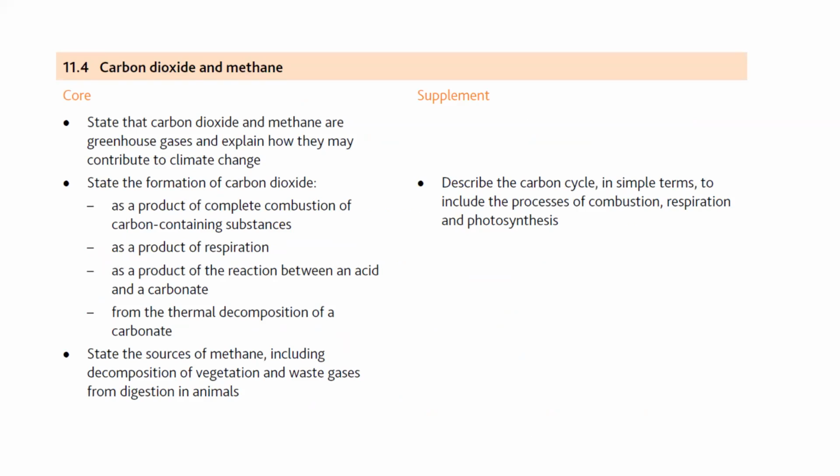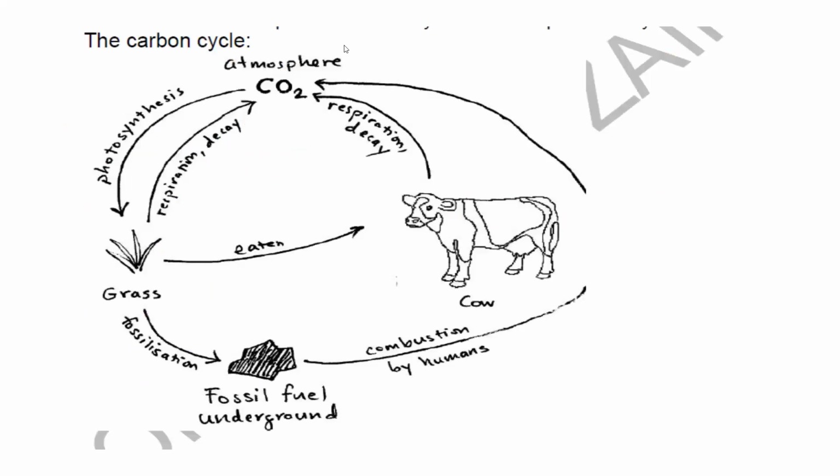Then the carbon dioxide and methane. State carbon dioxide and methane as greenhouse gases. So basically, what are the greenhouse gases? The gases which trap the radiation from the sun and cause the average temperature of the earth to rise. We call them greenhouse gases. Water is also a greenhouse gas, but the major contributors are carbon dioxide and methane, because they tend to change the climate.